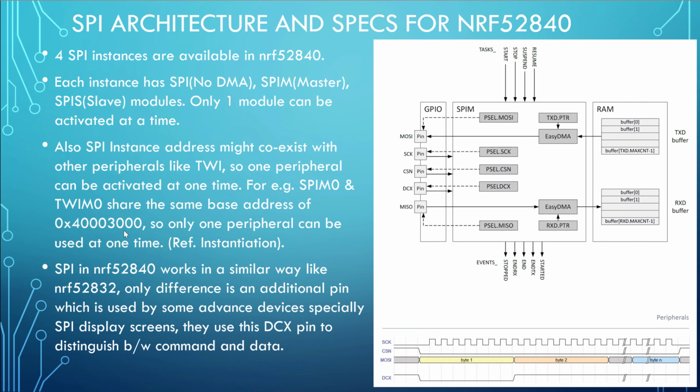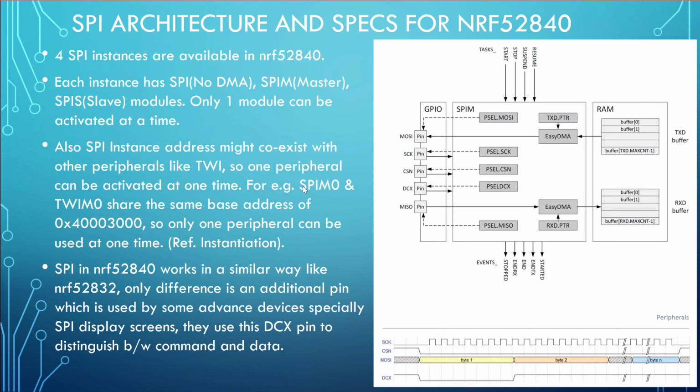So where do you find these addressing and all the stuff? Just open the datasheet of nRF52832 or nRF52840. Look into the instantiation paragraph. There you are going to find these addresses which are similar for some modules. So you can see which modules you can use upon activation, and which modules are sharing the same base address.